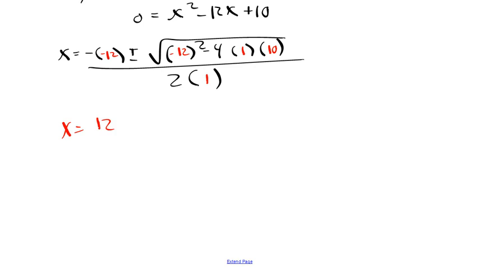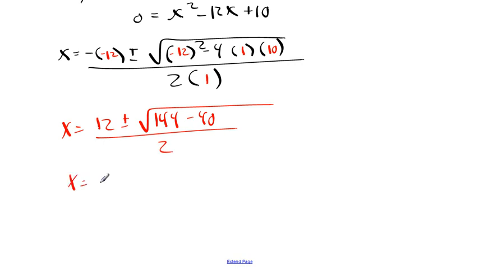Negative gives us a positive 12, plus or minus the square root. -12 squared is 144. -4 times 1 is -4, times 10, that's -40. A negative times a positive is negative, and a negative times a positive is a negative right there, all over 2. So x equals 12 plus or minus the square root of 104, all over 2.